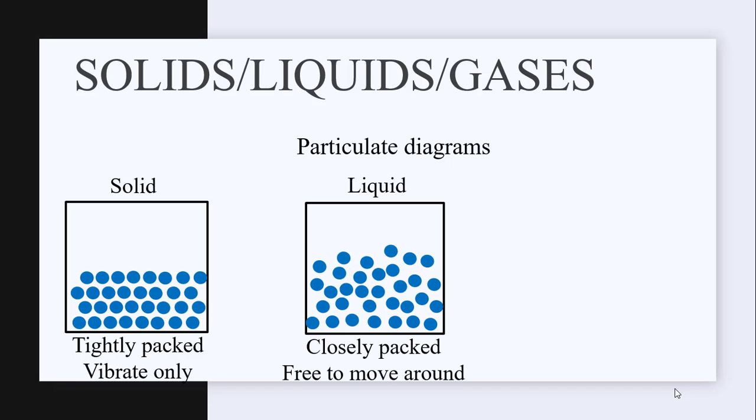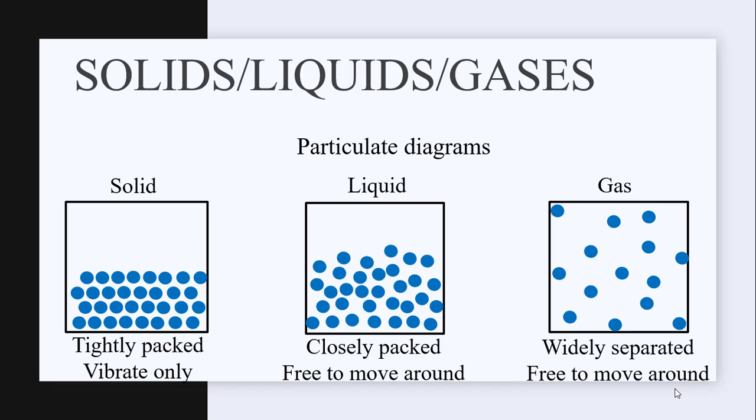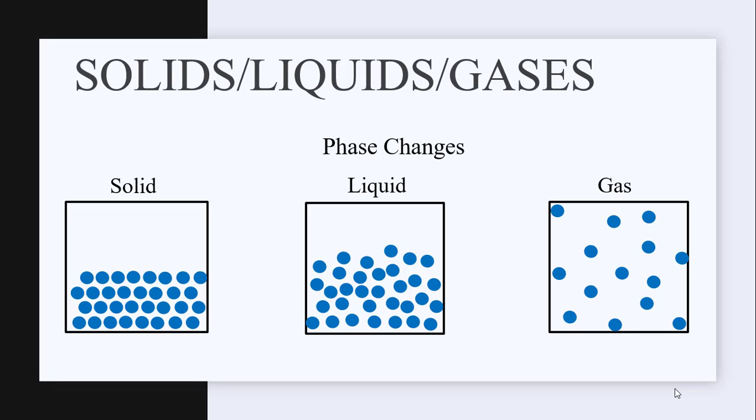In liquids, you now have the particles being closely packed, so they are able to move past each other, and there are still intermolecular forces that keep them cohesive. In gases, the particles are widely separated to the point where intermolecular forces do not have any effect, so they are totally free to move around the container, and that's why they completely fill their container. Now you can go from one phase to the other.